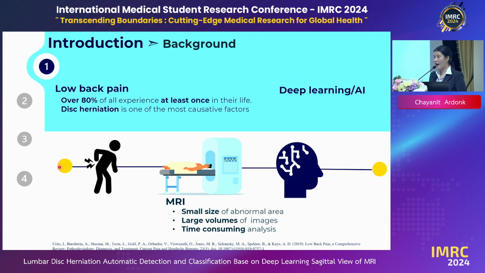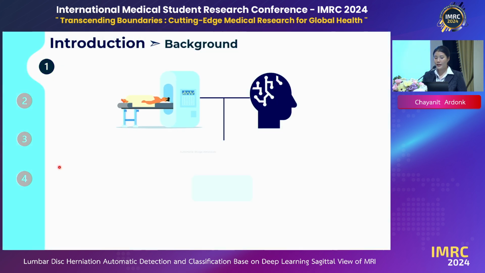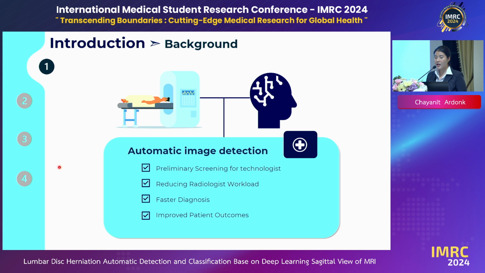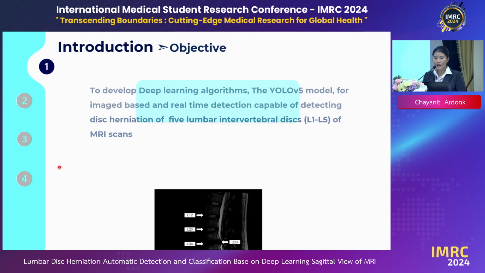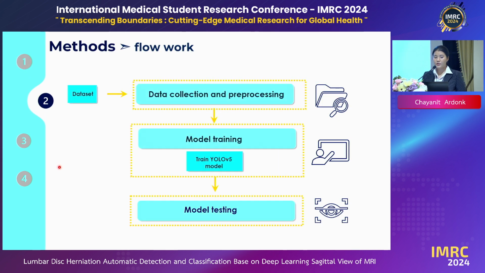However, we have AI and deep learning. Integrating AI with MRI, we can make automatic image detection. This can help with preliminary screening for technologists, reduce workload, give faster diagnosis, and improve patients' outcomes. So that's why we aim to develop a deep learning algorithm for image-based and real-time detection that can detect herniation of the 5 lumbar intervertebral discs. Let's go to our method.